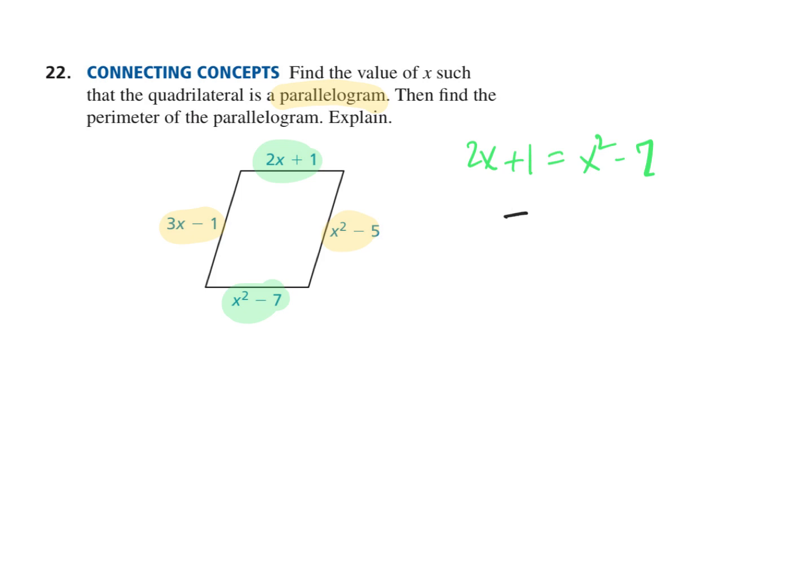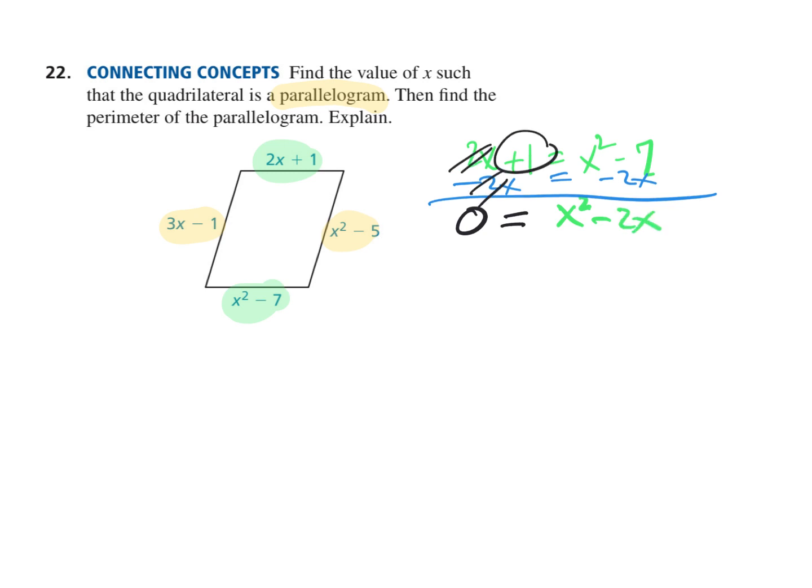So let's collect all of the terms on one side, then set them equal to 0. I'm going to collect them all on the right because my squared term will be my leading term. I want to keep it positive. Then to get rid of this 2x, we'll have to subtract 2x from both sides. And then to get rid of this plus 1, we'll have to subtract 1 from both sides. All right, that leaves us with nothing on the left, and then x squared minus 2x minus 7 minus 1. Minus 7 and minus 1 is negative 8.